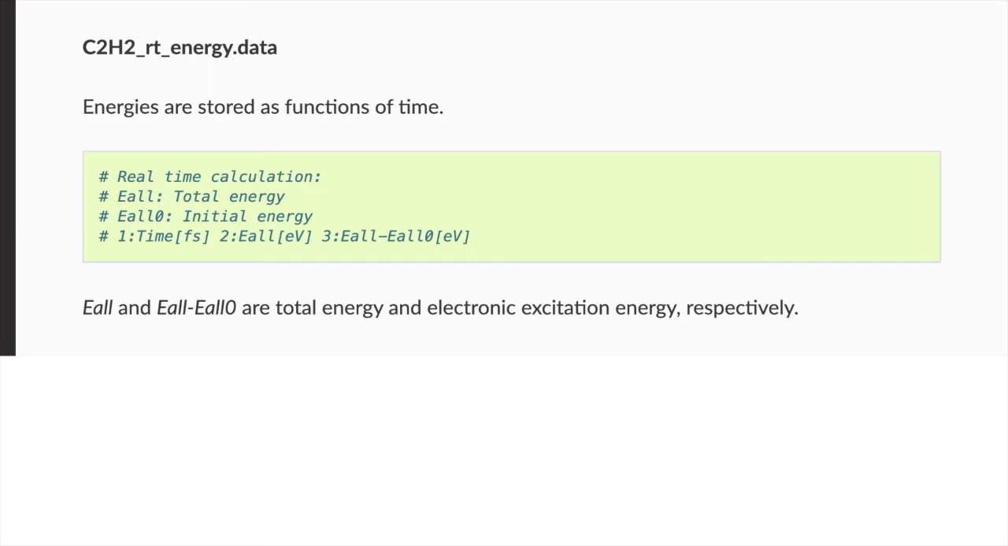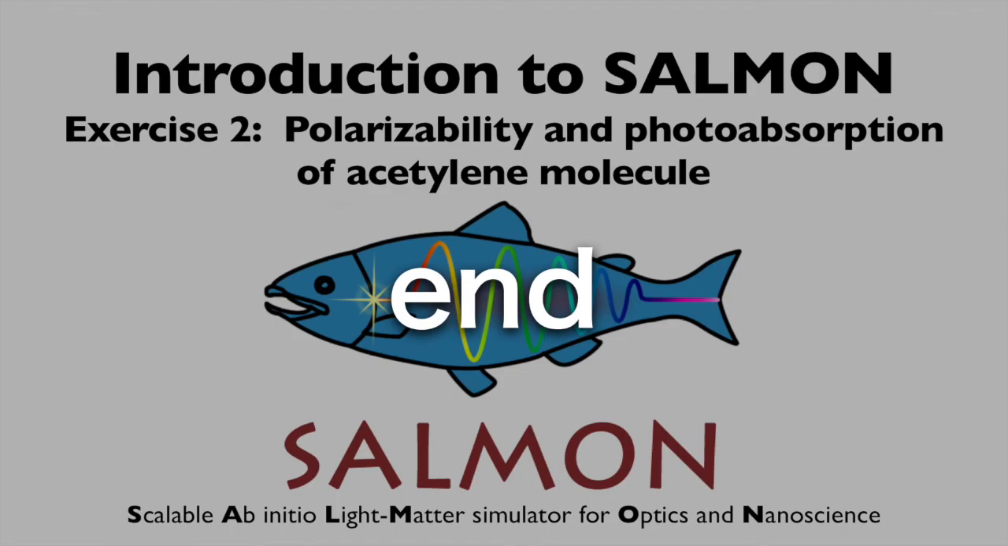C2H2 underscore rt underscore energy dot data contains the energy of the system as a function of time. In this calculation, energy is conserved because the external force is not at work after an external force is applied at time t equals 0. This concludes the explanation for exercise 2.